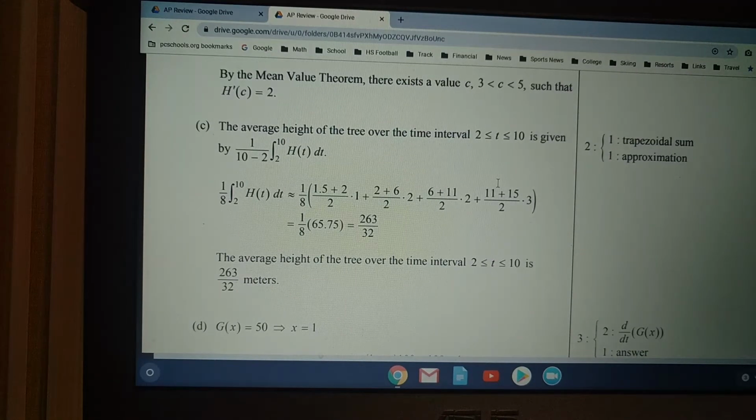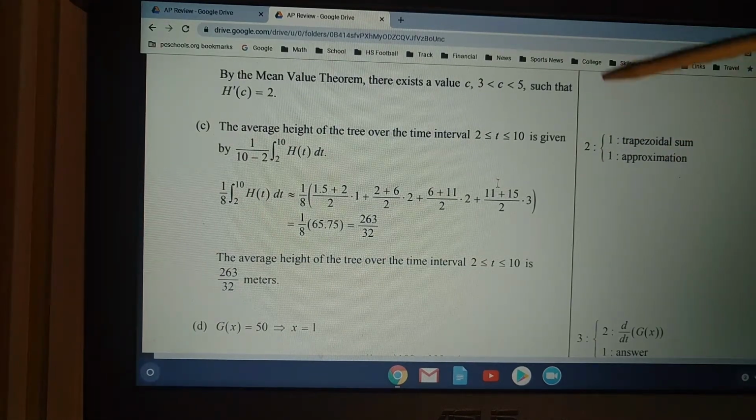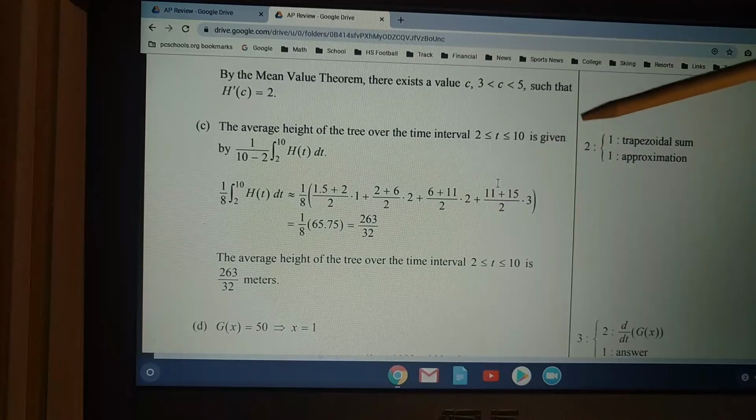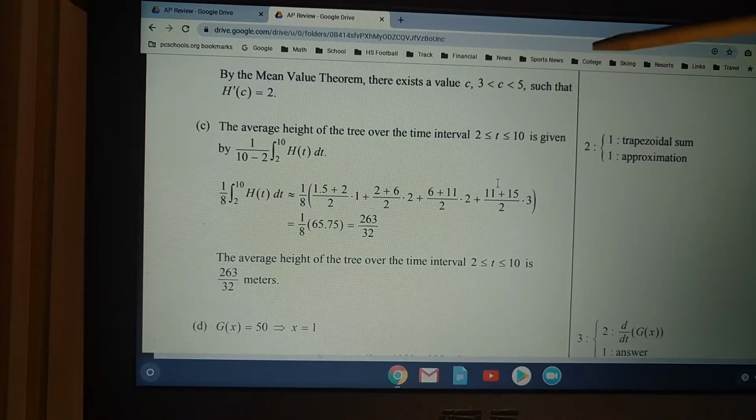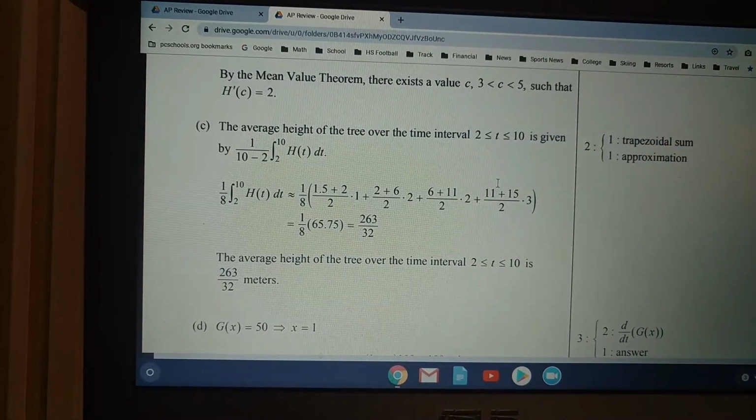And so, actually, sorry, we're approximating, getting the average value, the average height over a given amount of time. So it's not the average rate of change, it's the actual average height. So this is our integral divided by our interval.